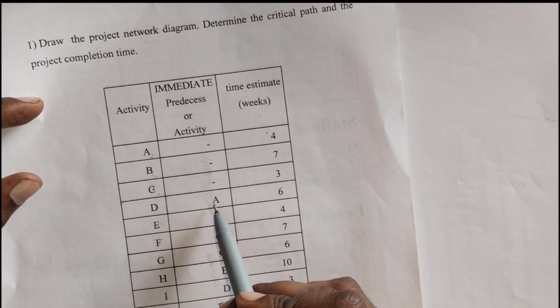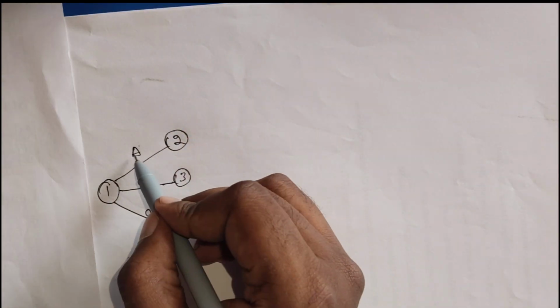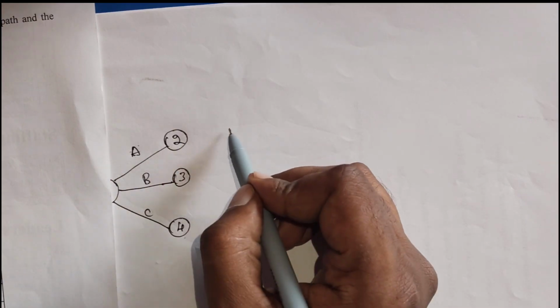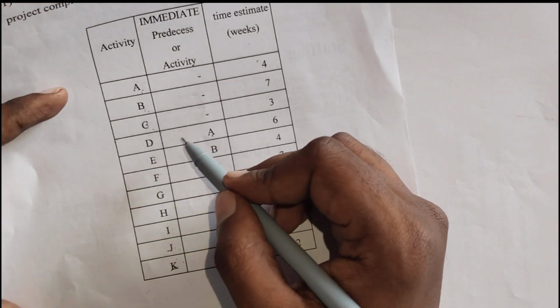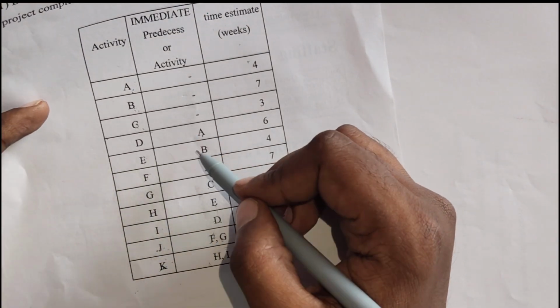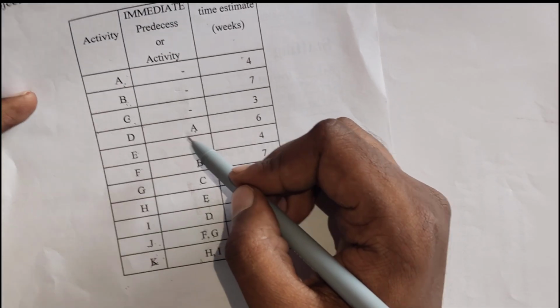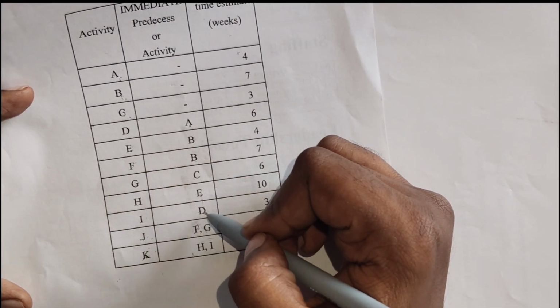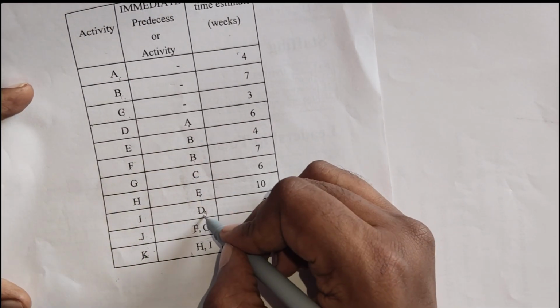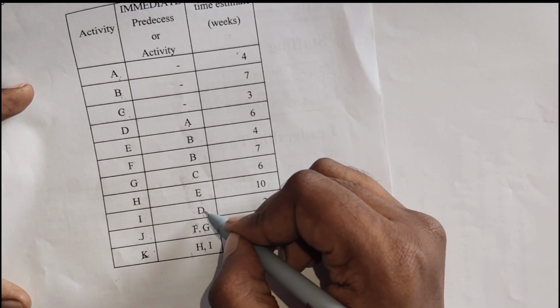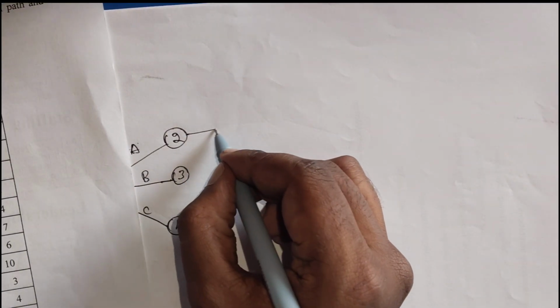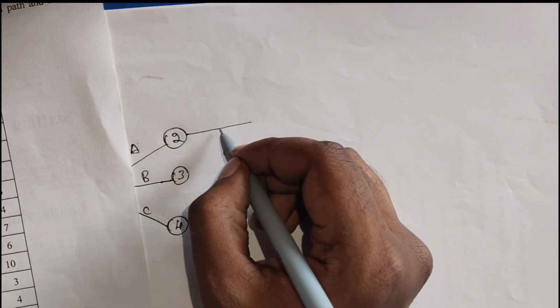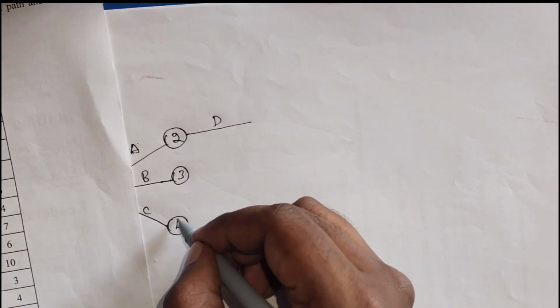The next one is D. D starts from A. So A is here and D starts from A. Before drawing D, we check whether D acts as a predecessor for anything. D ends up alone, not together with another activity, so there is no problem. Just draw it. This is D, node 4 done.